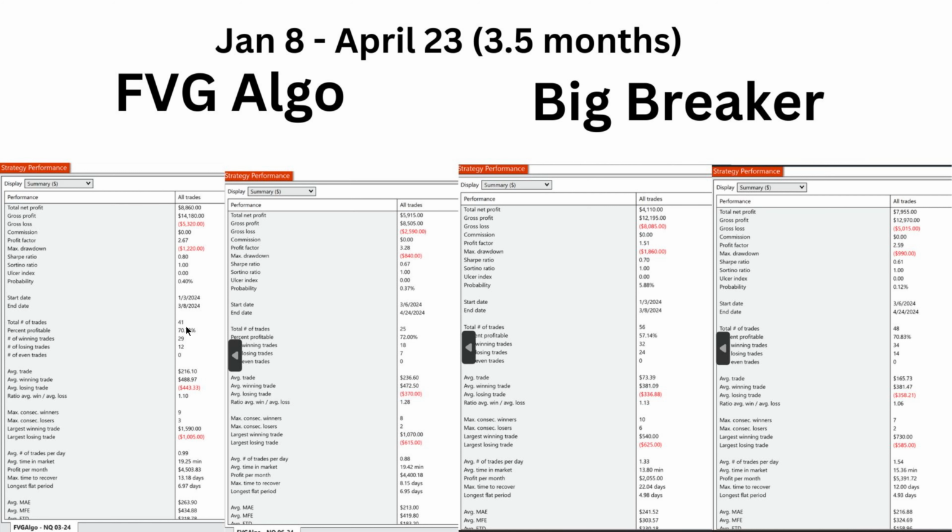So look at this percentage profit. We get 70% here. You get 72% here. You get 57% here. And you get 70% here. And look at the amount. These are not just one-off types of trades. This is a 56 trade sample. Here's a 48 sample. Here's 41 total trades. Here's 25 total trades. And look at the net profits. They're all profitable.